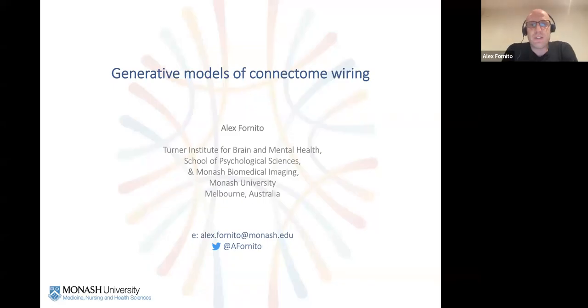I'll be talking about generative models of brain network wiring. In this work, we try to specify formal models that outline or define different wiring rules that we might think are important in shaping the architecture of the connectome. Then we grow those models computationally and compare them to our data. If there's a decent fit between the model and data, we think the rules in our model tell us something important about how the connectome has come to be.